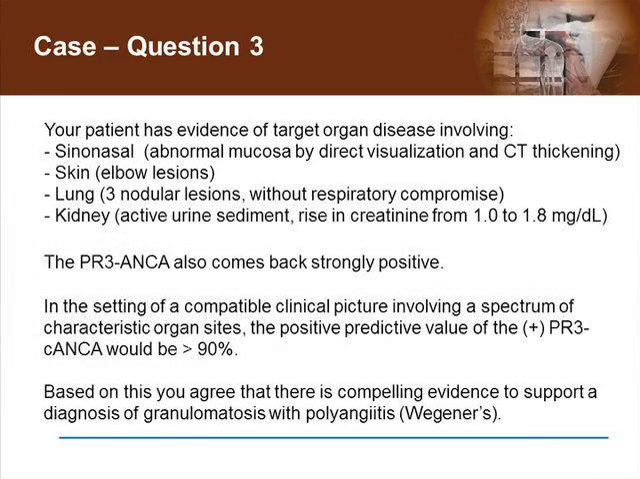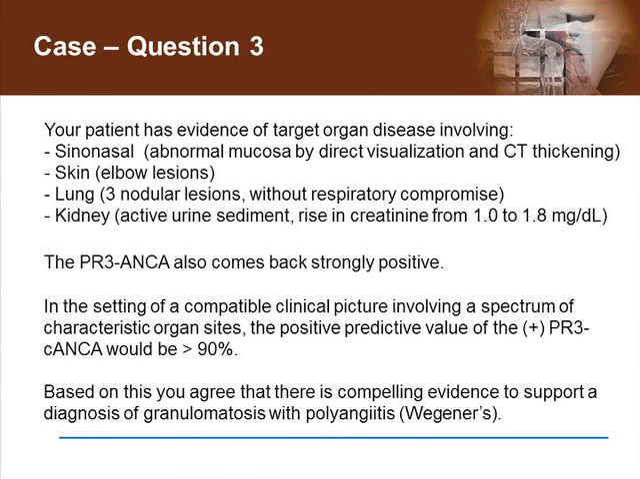So in turning to our final question, our patient has evidence of target organ disease involving the sinonasal tract with abnormal mucosa by direct visualization and CT thickening. He has cutaneous disease with these elbow lesions, pulmonary involvement with 3 nodular lesions without respiratory compromise, but he does have active kidney disease with an active urine sediment and a rise in creatinine from 1 to 1.8. The proteinase 3 C ANCA also comes back strongly positive.